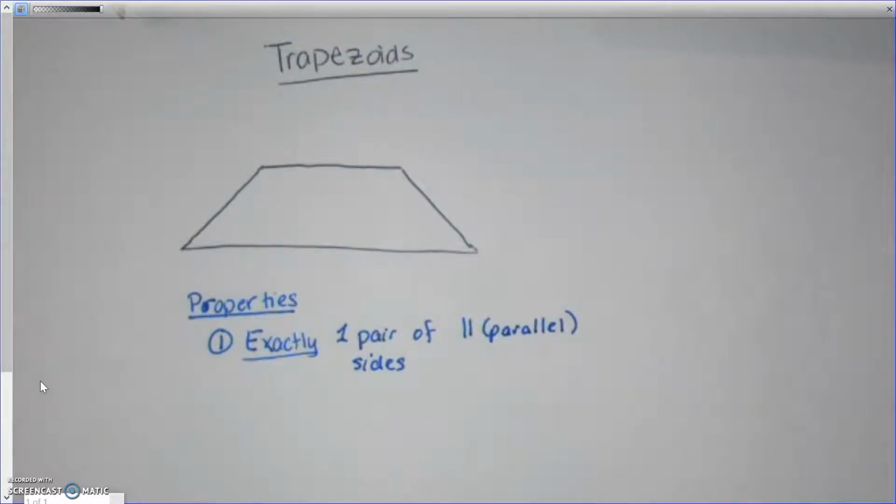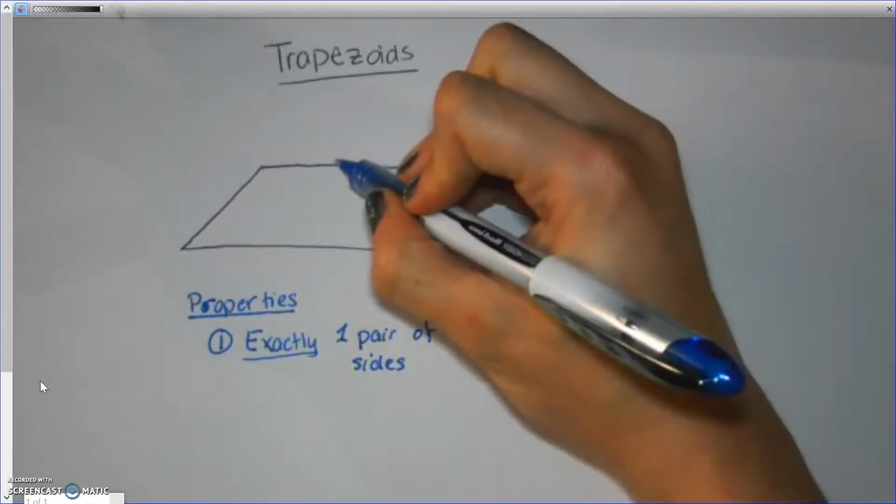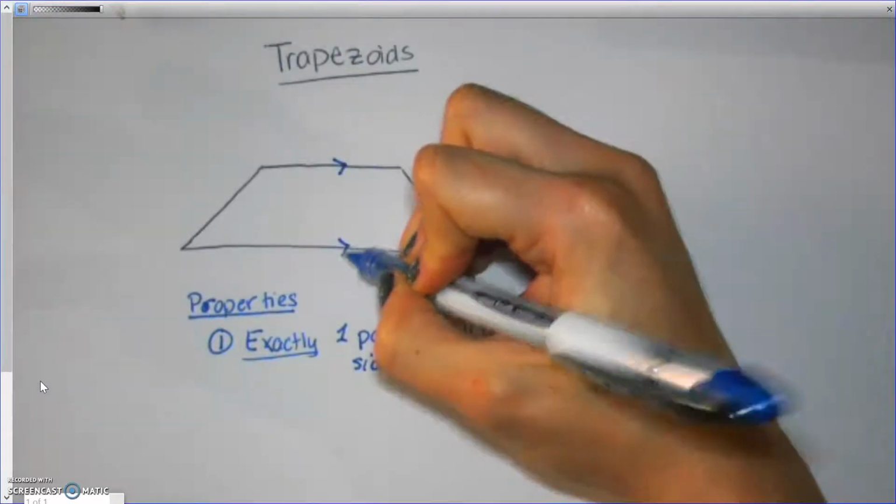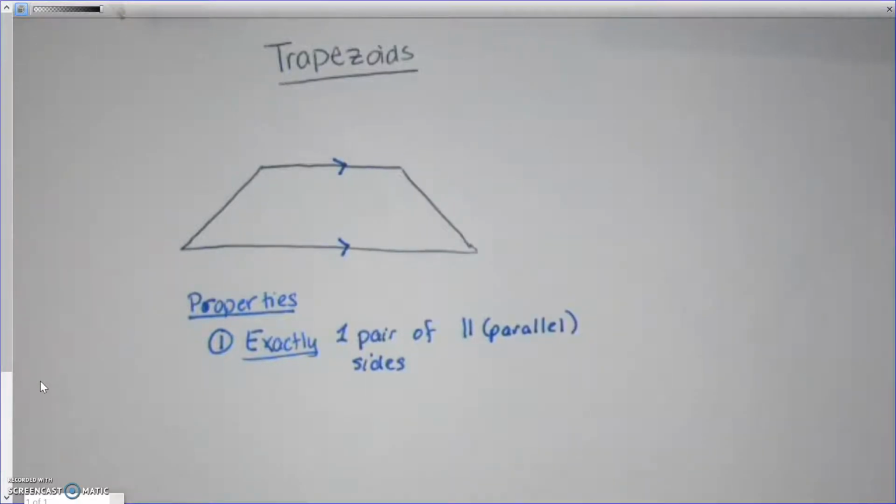Some mathematicians, instead of using the word exactly, will use at least one pair, but that then also includes all of our parallelograms that we've already learned about. For this class, we are going to choose to use the definition of exactly one pair of parallel sides. So we could show that on our figure with those little arrows. Those arrows show us that the sides are parallel.